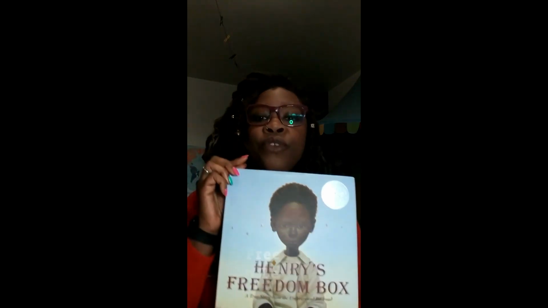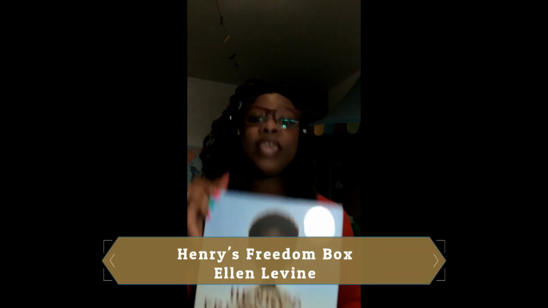I would highly recommend going on a picture walk through this book. Another book that I use with my classroom is called Henry's Freedom Box. This one we will not be having an activity with. This is more of something that goes along with our word of the month, which is brave.